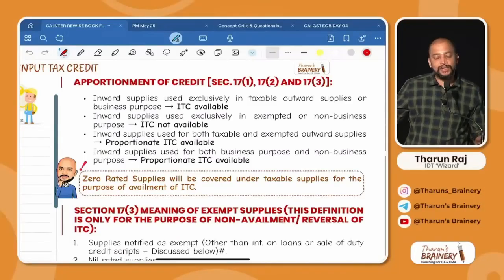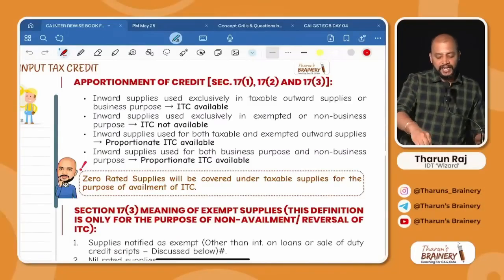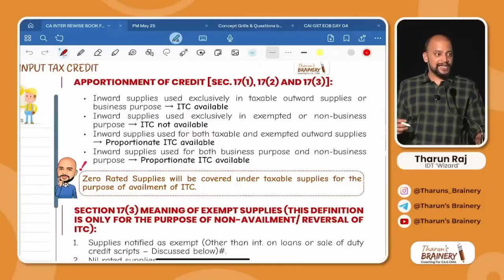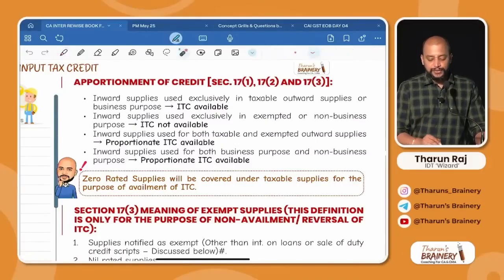My outward supply is taxable, so I can take ITC on my inward supply. Same way, my outward supply is used for business purpose. Can I take ITC on my inward supply? Yes. So inward supply used exclusively in taxable outward supply or business purpose, ITC available.